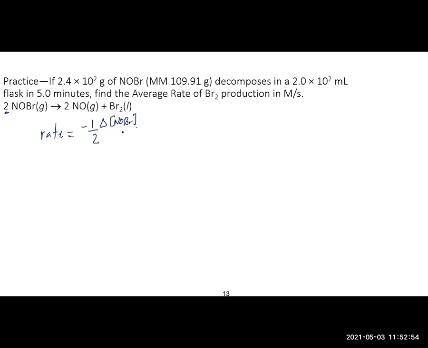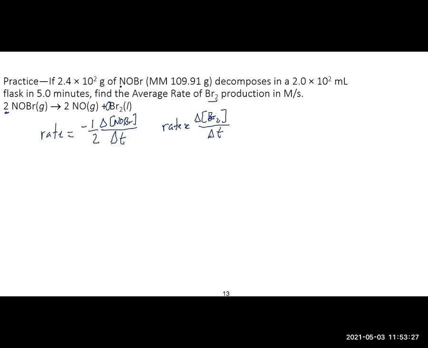We also can look at Br2, and we could come up with that the rate is equal to the change in the concentration of Br2 over the change in time. Here, the coefficient for Br2 is 1, so basically it's 1/1, so you don't need to put it. It also is a product, which means it should be positive in this particular case. Any questions on that so far?